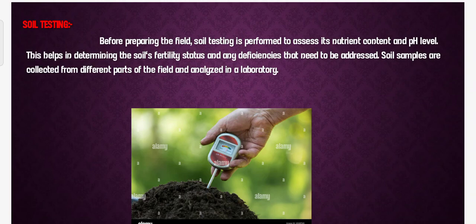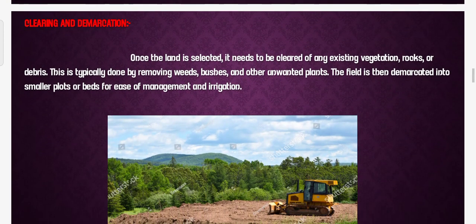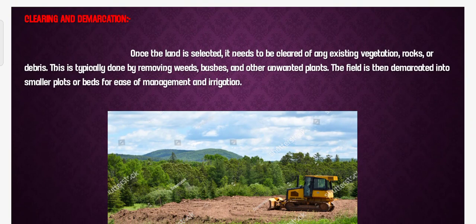Soil testing is typically conducted by taking soil samples from various locations within the field and sending them to a laboratory for analysis. Third, we are going to see clearing and demarcation. Clearing and demarcation are two distinct processes related to land management and development. Here, first clearing. It refers to the process of removing vegetation, debris, rocks, and other obstacles from a piece of land to prepare it for a specific purpose.